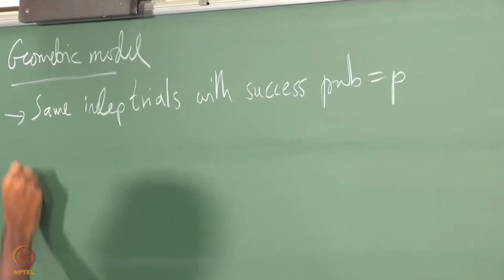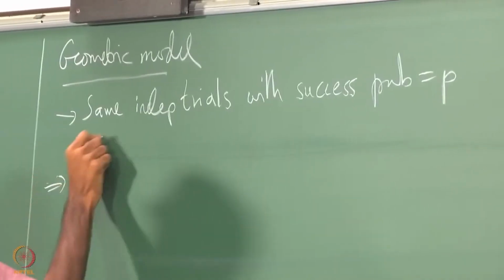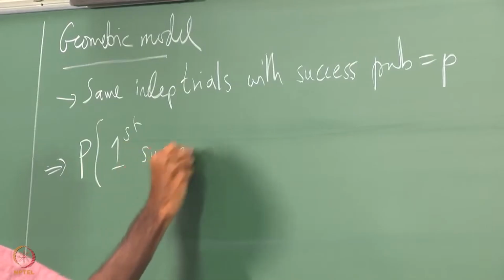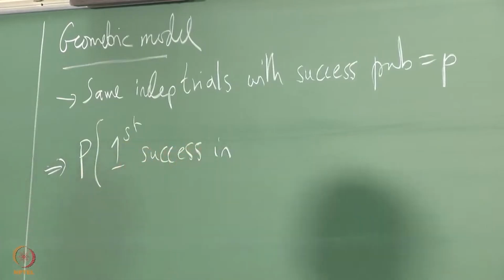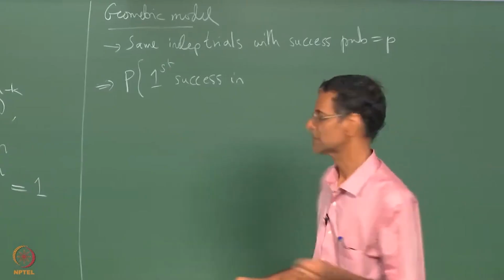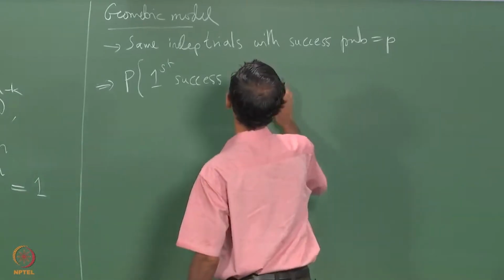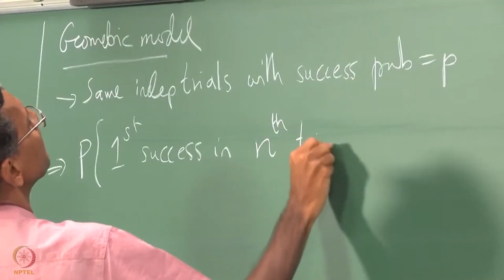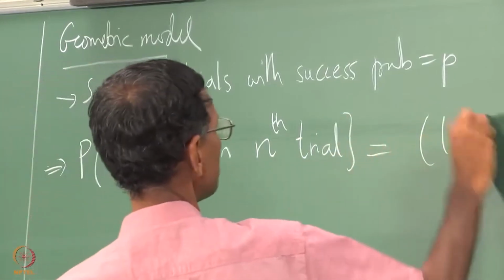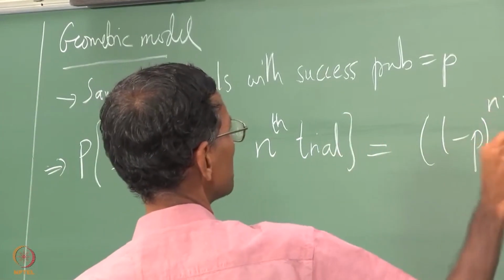So here, what did we write yesterday? Probability of the first success in what, the kth trial or the nth trial? What did I use yesterday? I want to stick with that notation. Nth trial. What was this? This was (1 minus p) to the power n minus 1, times p.